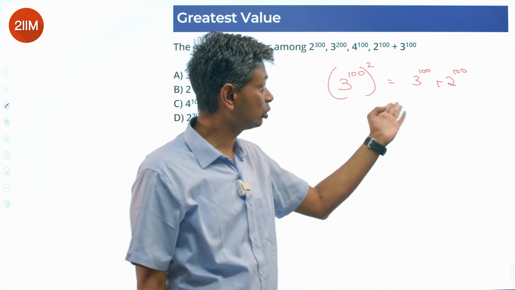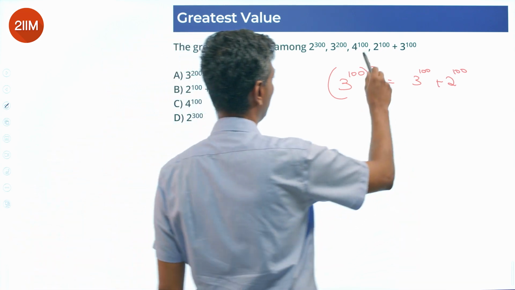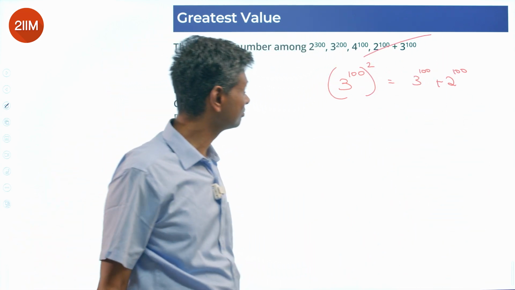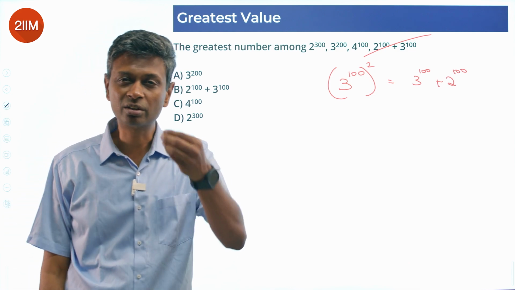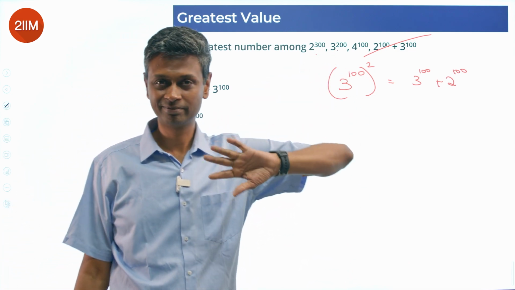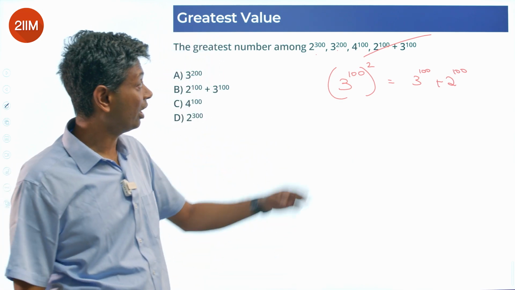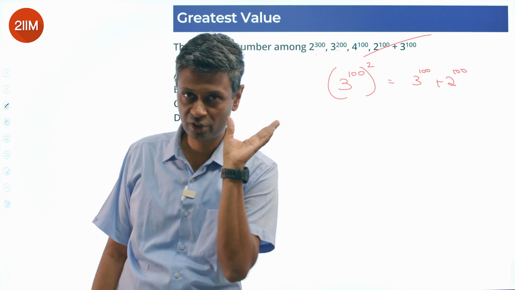This is less than that. This is 2 times 3 power 100. That is 3 power 100 whole square. First thing I do is I look at my numerators. 2 power 100 plus 3 power 100 is a minuscule number compared to 3 power 200 or 2 power 300. And so 2 power 300, 3 power 200, 2 power 100 plus 3 power 100 is very small.